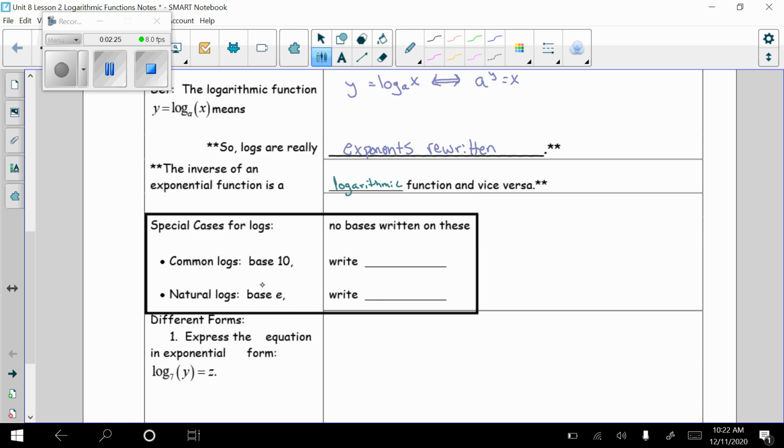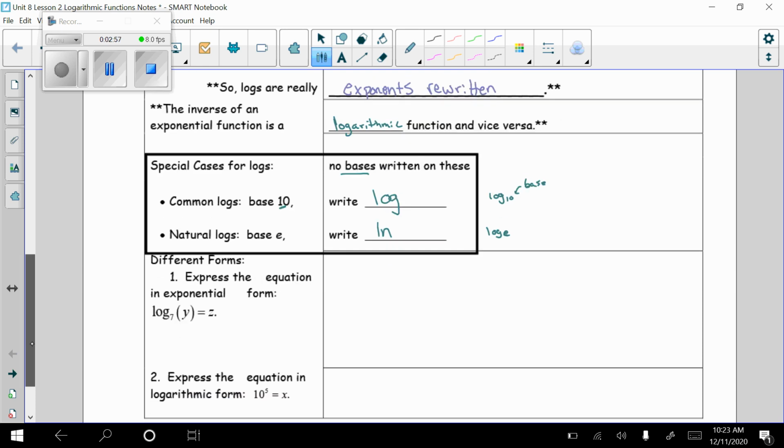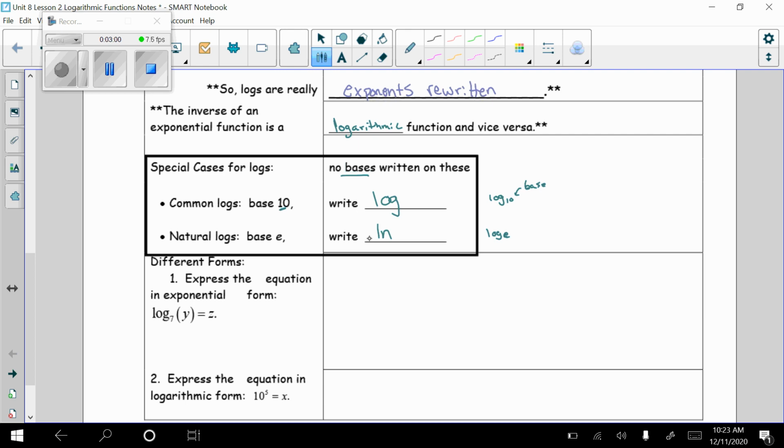So special cases for logs, we have our common log, which is the one on your calculator. It's a base 10, and we just write log. They're not written with a base at all, but you can assume that when you see just log, it means log base 10. Okay, this is your base. And then e, we write it as ln. So if you have log base e, you're going to write that as ln. Okay, so the special cases, both of these have a button on your calculator.